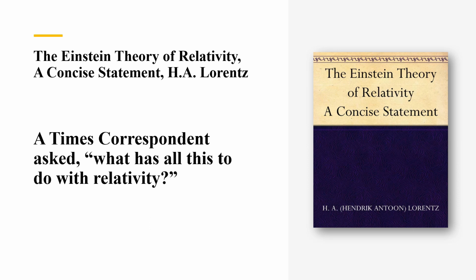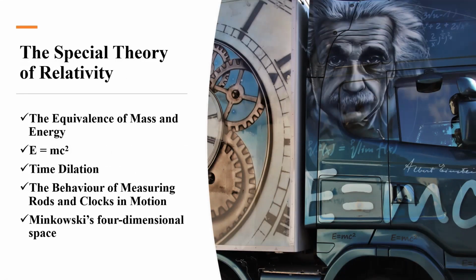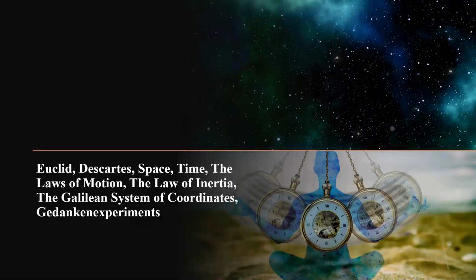How does describing Cartesian coordinates and the law of inertia lead to the equivalence of mass and energy, E equals mc squared, time dilation, the behavior of measuring rods and clocks in motion, Minkowski's four-dimensional space? The short answer is that all these subjects have everything to do with the theory of special relativity. And the reason why Einstein carefully explains these subjects brings us to our introduction.